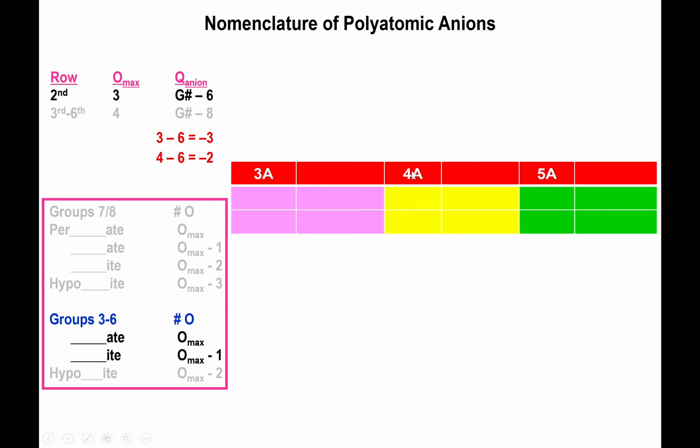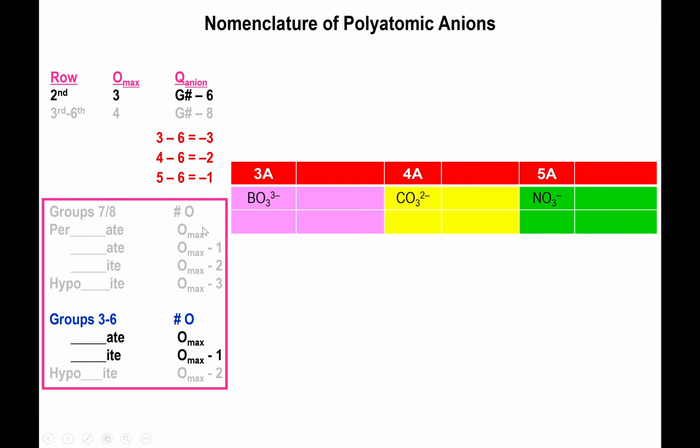If you deal with a group 4 element like carbon, the charge will have to be 4 minus 6, or in other words, negative 2. And group 5 will have to be 5 minus 6, or negative 1. And so with the maximum number of oxygens being 3 in each one of them, this is how you find the charges: 3 minus, 2 minus, 1 minus.